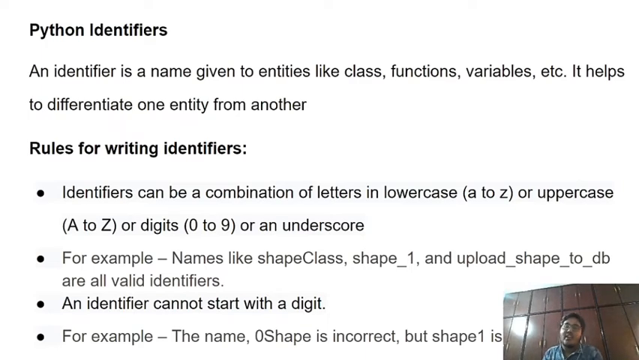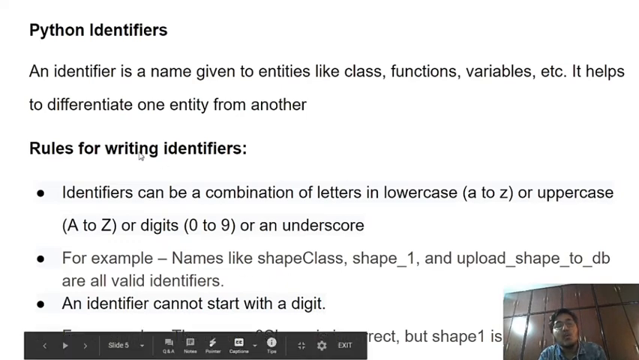If you are having some classes, some functions, some variables, everything, every class, every function, every variable should be named. Naming of those functions, classes, and variables is called an identifier. If you have a name, then we can definitely differentiate them. Yes or no? So what are the rules for writing identifiers?